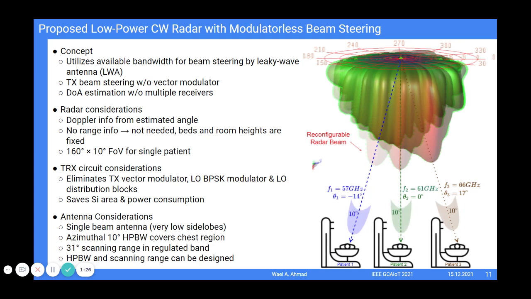angular range, and the beam width should be as narrow as possible, not to interfere with adjacent targets. The ISM band at 60 GHz is from 57 GHz up to 66 GHz. So with such antenna, we can cover only 31 degrees based on the available regulated frequencies.